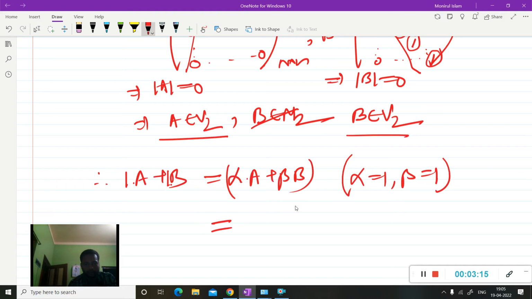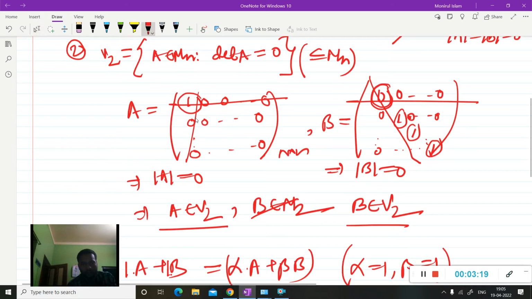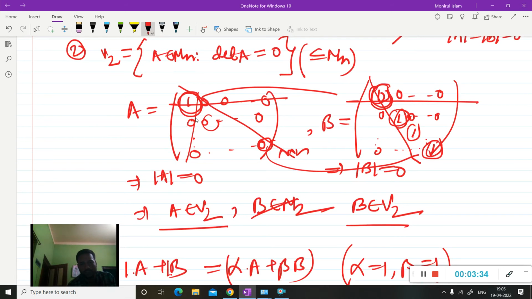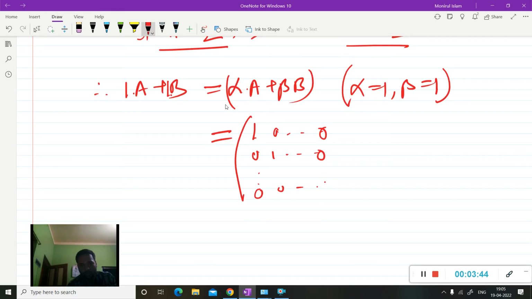So alpha A plus beta B means A plus B. If we add A and B, the first diagonal entry is 1 plus 0, which is 1, and the other diagonal entries are 0 plus 1, which is 1. So adding these two matrices gives all diagonal entries 1 and all other entries 0. This is the identity matrix In. We all know its determinant is 1.